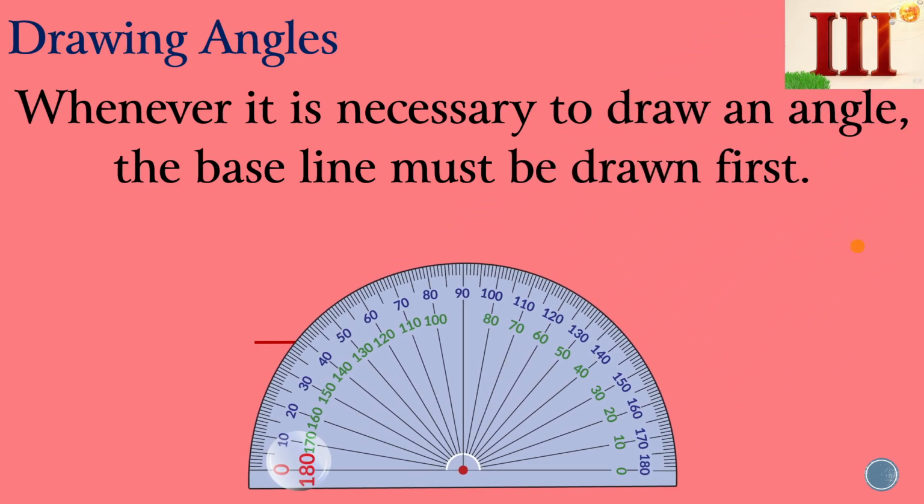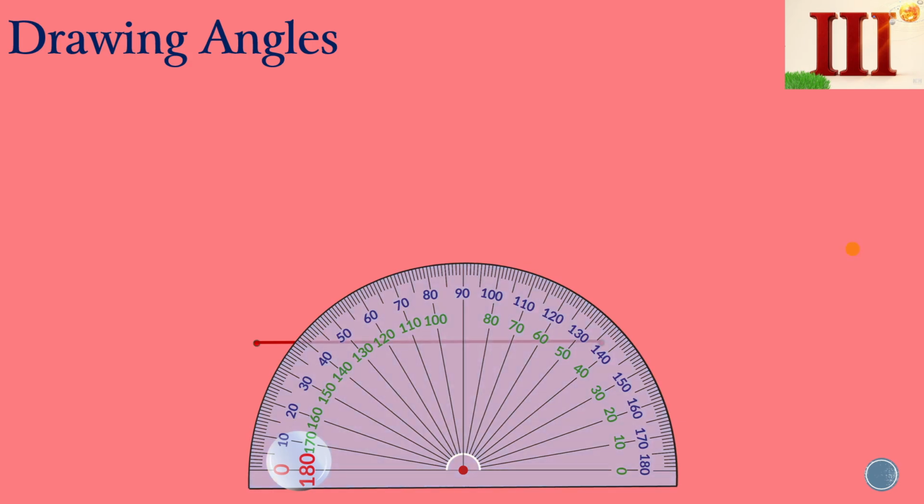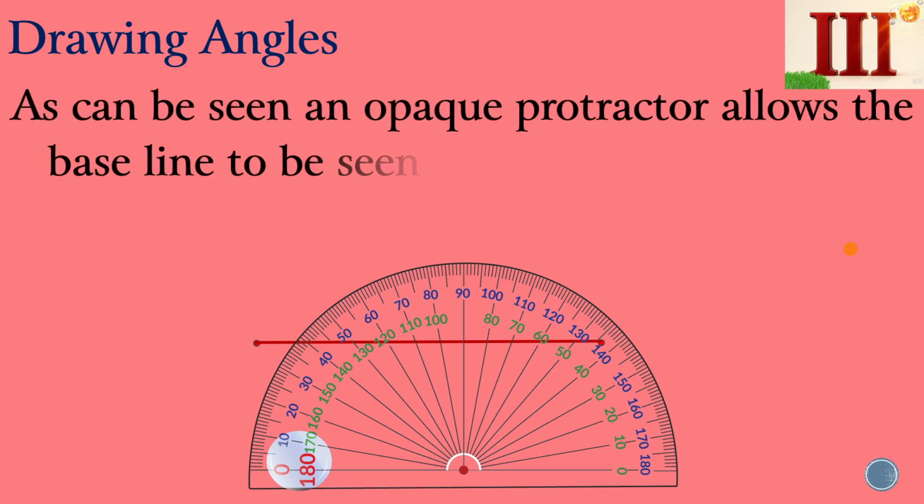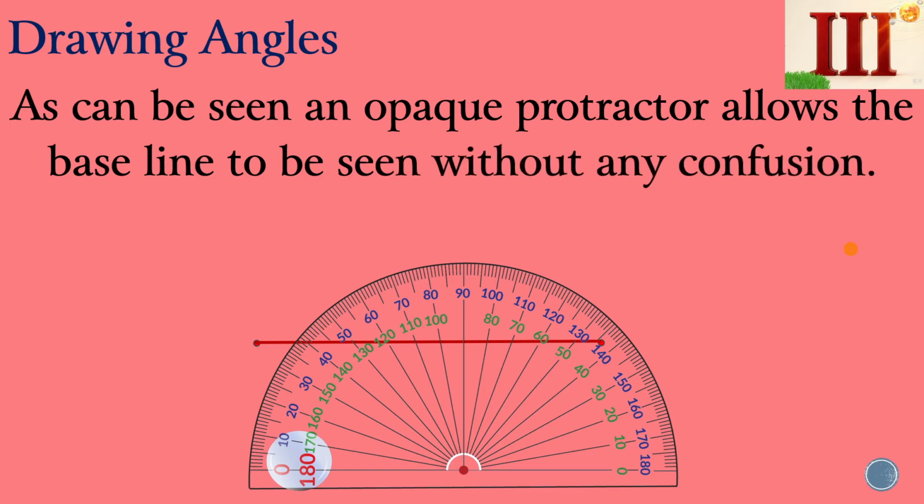So we bring in our protractor. Notice that an opaque protractor allows the baseline to be seen without any confusion. So if you have a protractor that does not see through, it may not be beneficial. Practicality is what we are looking for, not beauty.